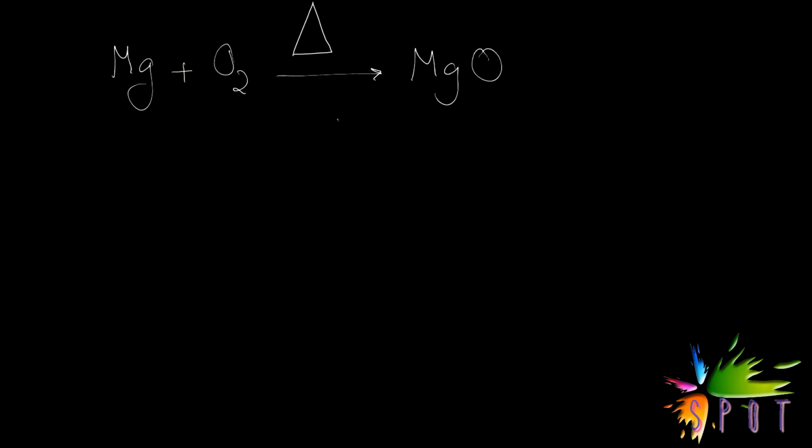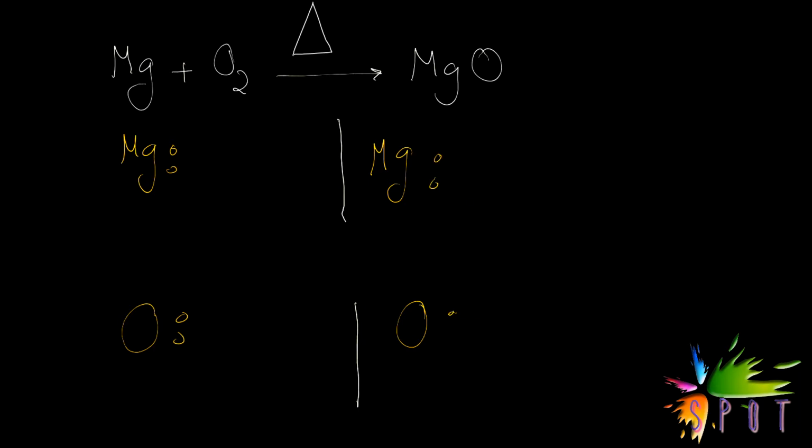The reaction between magnesium and oxygen to form magnesium oxide. In this example, the elements in both sides are Mg and O. We have one Mg atom in the left side and one Mg atom in the right side. But we have two O atoms in the left side and one O atom in the right side. So the equation is not balanced. Magnesium atoms are equal in the two sides, but oxygen atoms are not.